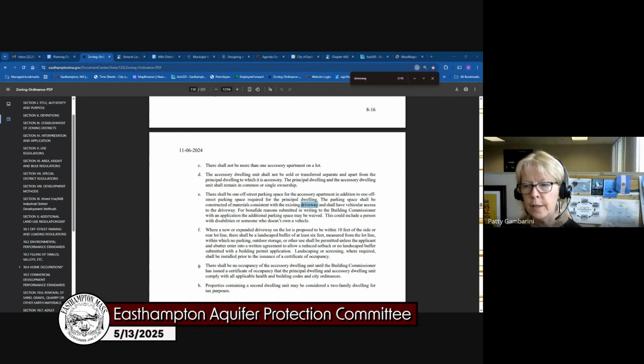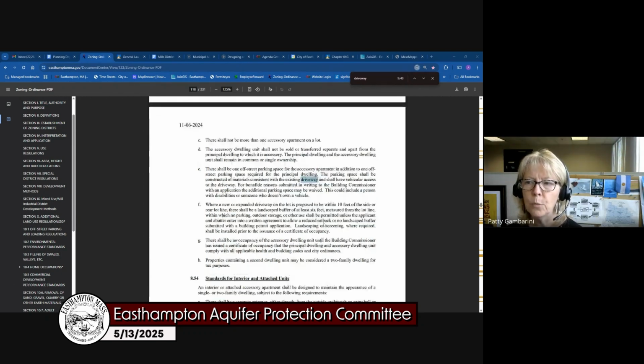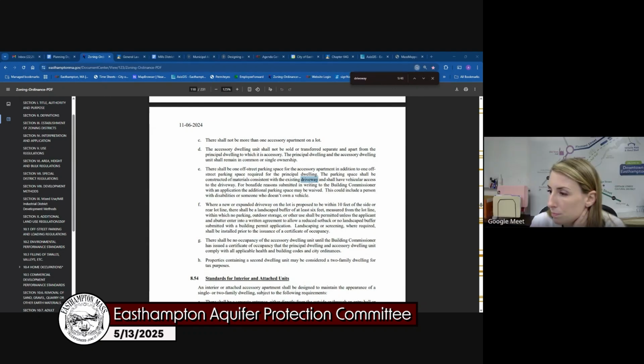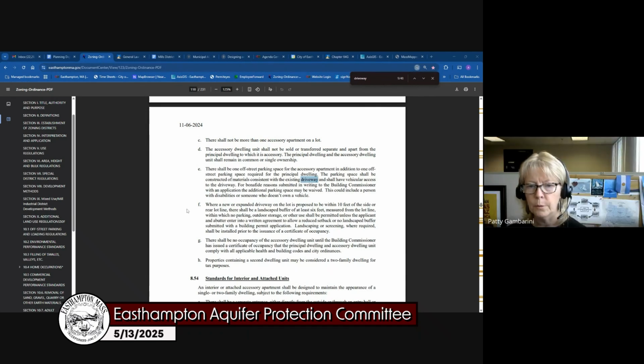Okay, and then F, does that mean they could construct a new driveway for that 1 additional off-street space? Yeah, potentially. Okay, so we might want to address that. And we can look in the Aquifer Protection Overlay District whether the constraints on impervious there are enough or whether we need to do more. That was my only concern with the accessory dwelling units: how much impervious is this going to enable?